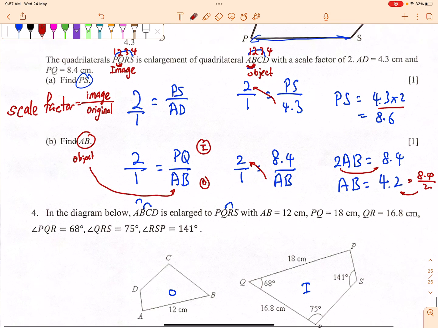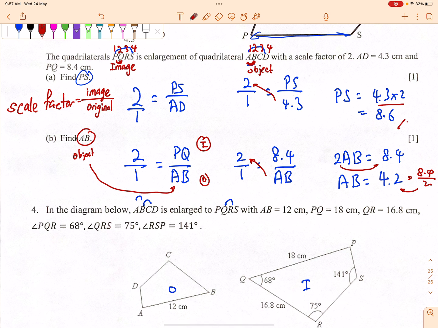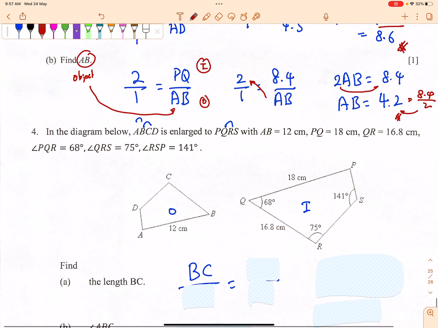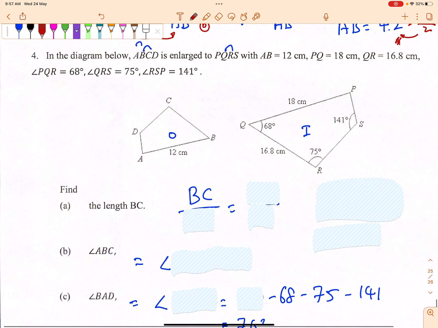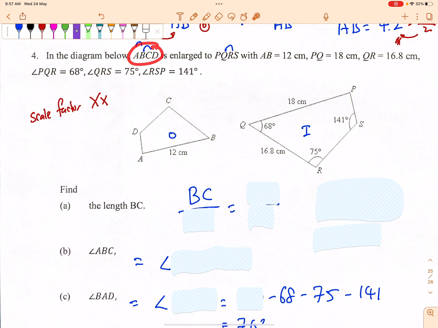Now the last question. So the answer for A, PS is 8.6. B, AB is 4.2. Now for the last question, you notice that they did not give you the scale factor. So the scale factor is not given, right? So in this case, we can use similar triangles. So similar triangles means I will want to know BC. So again, I want to identify. Now ABCD is enlarged to PQRS. So PQRS is the enlarged figure. So PQRS is the image. ABCD is the object.